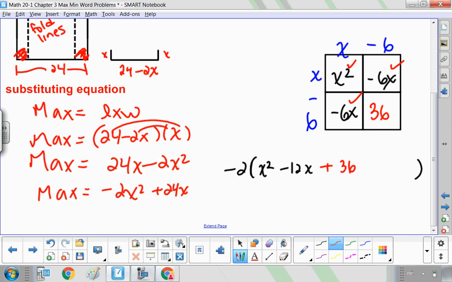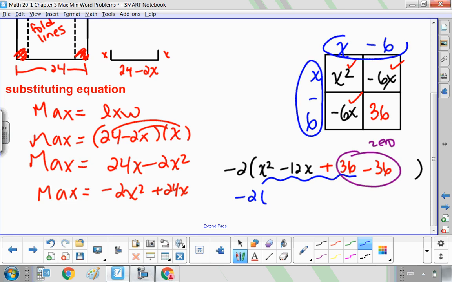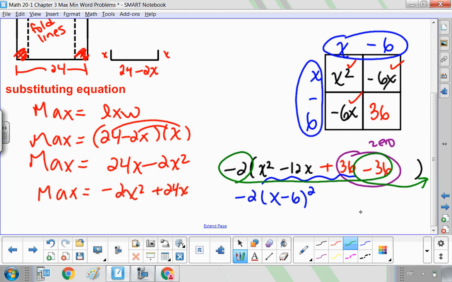So inside the brackets, I'm going to add 36 and subtract 36. The reason I do that is because 36 take away 36 is 0, and I can add 0 to any expression without changing its value. So let's factor the perfect square trinomial, which is right there. Looking at my grid, I can see it factors as x minus 6 times x minus 6, or x minus 6 all squared. On the outside, I have to account for this negative 36, but it's not negative 36, it's negative 2 times negative 36, which I need to take out. So negative 2 times negative 36 is positive 72.